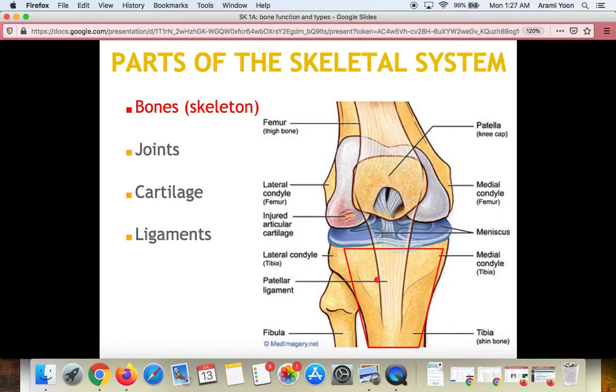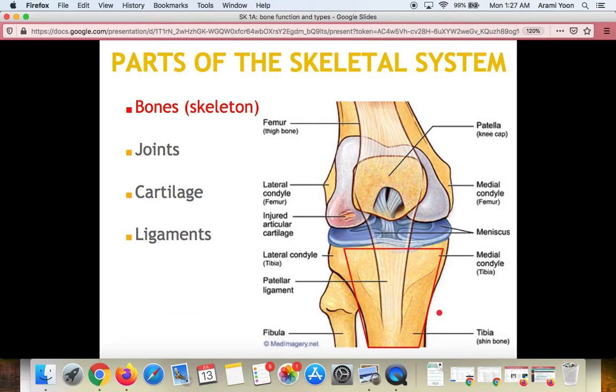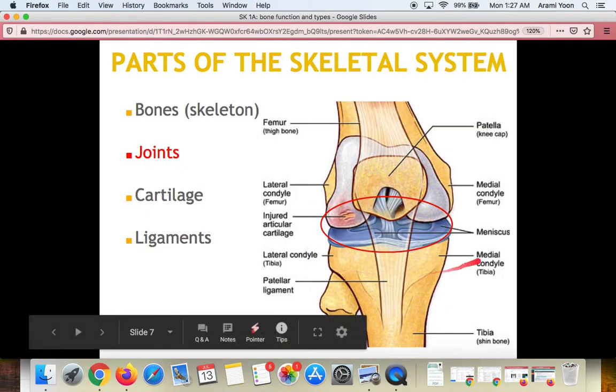So the bones are only one part of the skeletal system, and I've put a little trapezoid border here so that you can see in this image, which is your knee joint, this is your bone. That's the tibia bone, which makes up your lower leg. But in addition to the bones, you also have the joints. And the joint would basically be all of the structures associated with where two bones meet together.